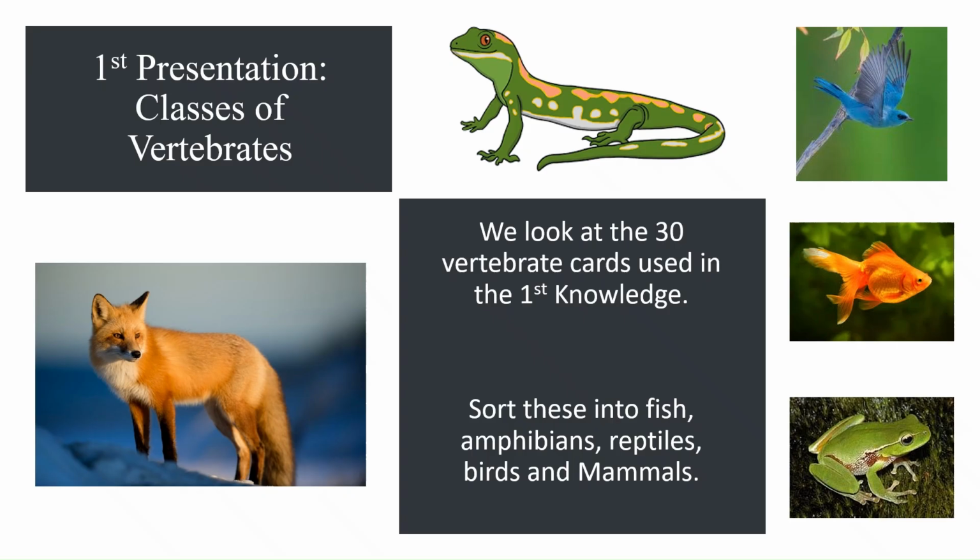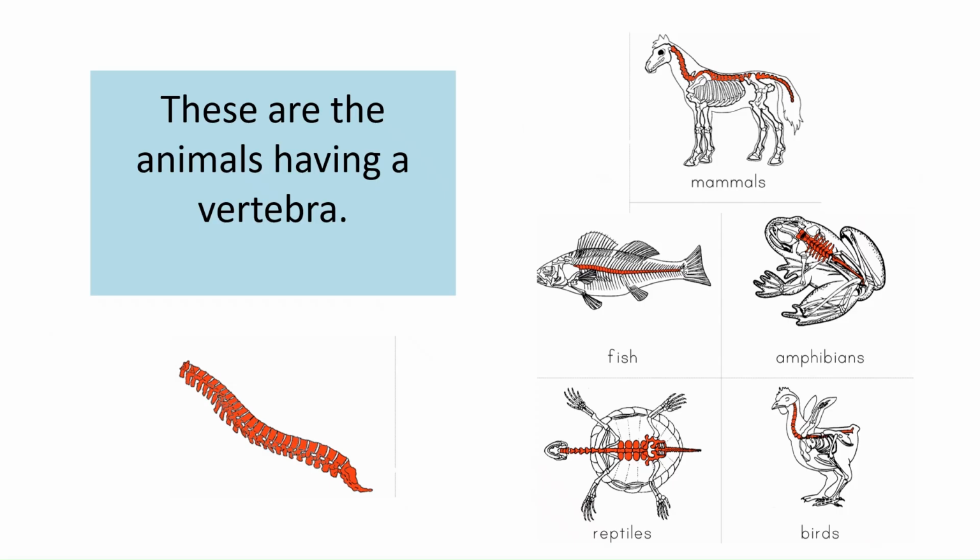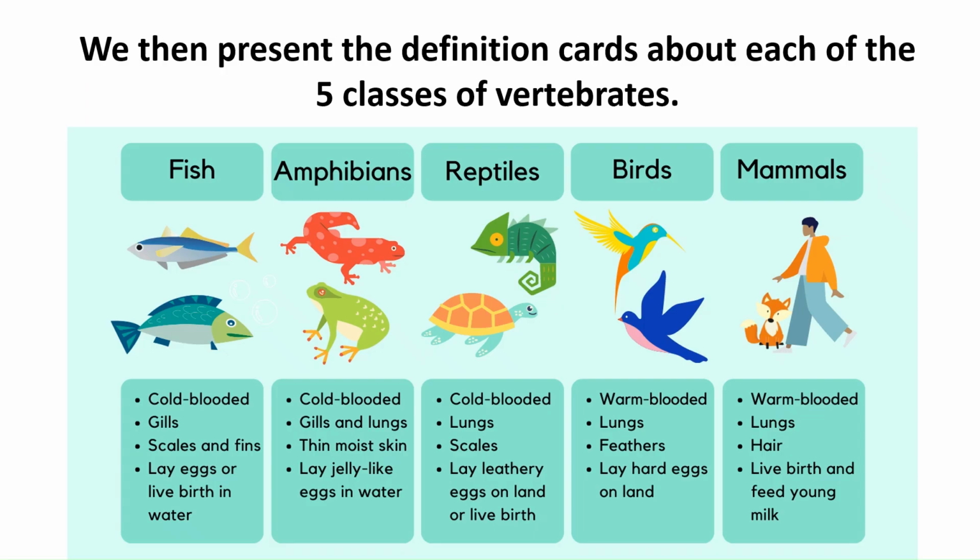The first presentation, classes of vertebrates. We look at the 30 vertebrate cards used in the first knowledge. Sort these into fish, amphibians, reptiles, birds and mammals. These are the animals having a vertebra. We then present the definition cards about each of the 5 classes of vertebrates.